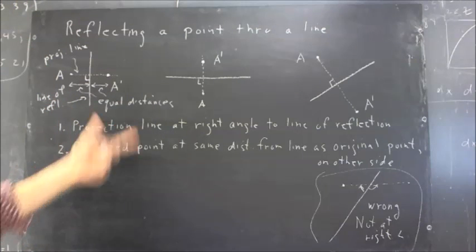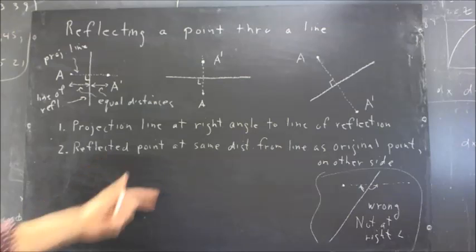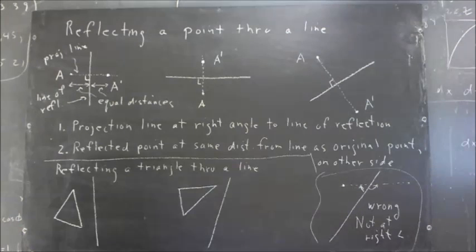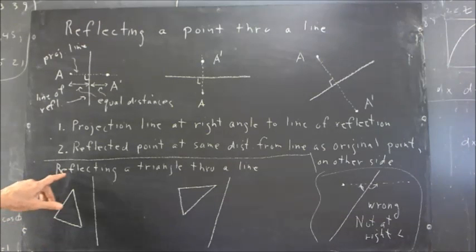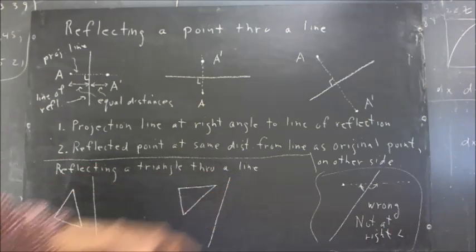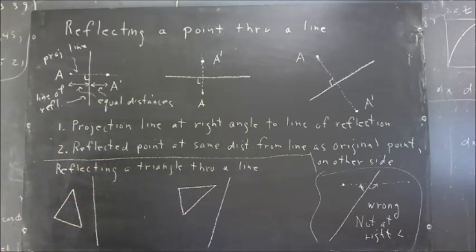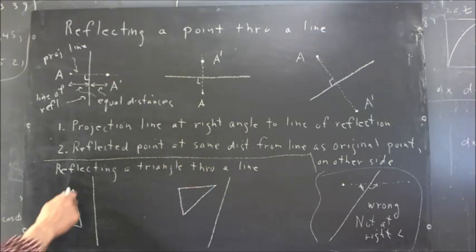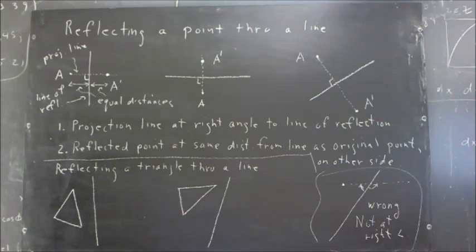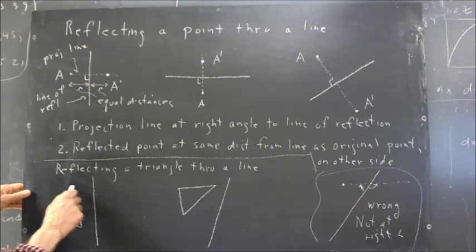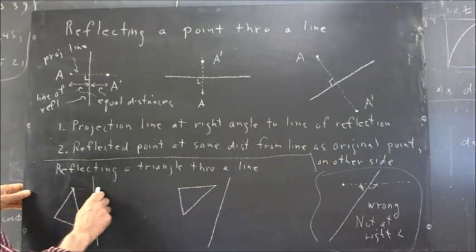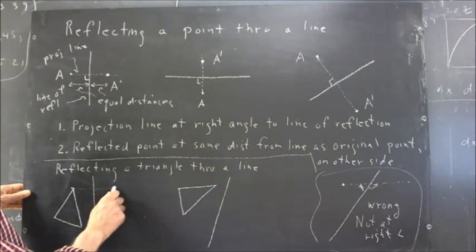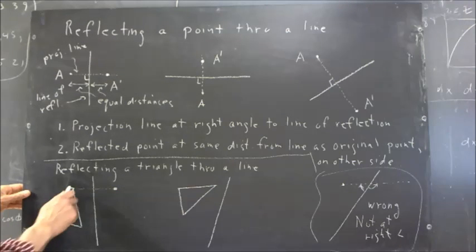Okay, that's how we reflect a point. That's the basis of reflecting shapes. Now we want to talk about reflecting a triangle through a line. So I have a triangle here and a line. To reflect the triangle through a line, the easiest thing to do is reflect each of the vertices through the line. So we take this vertex, we sketch a projection line, and we have the image of the vertex.